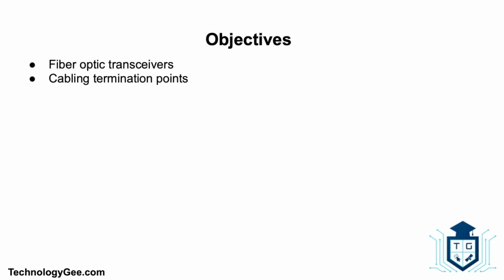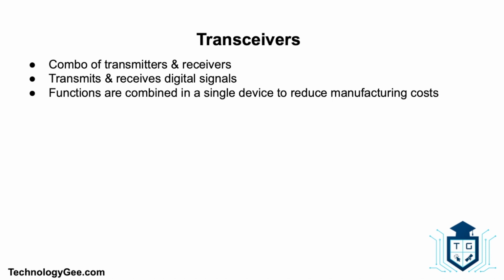In this video, you're going to learn about various fiber optic transceivers and various cabling termination points. Let's talk about a transceiver. A transceiver is an electronic device which is a combination of a transmitter and a receiver, hence the name. It can both transmit and receive digital signals for communication purposes. These two related functions are often combined in a single device to reduce manufacturing costs.